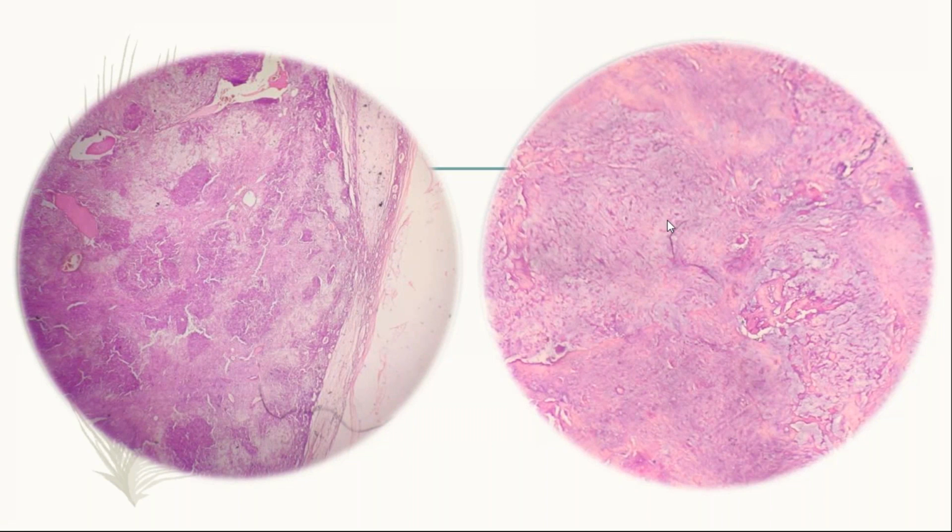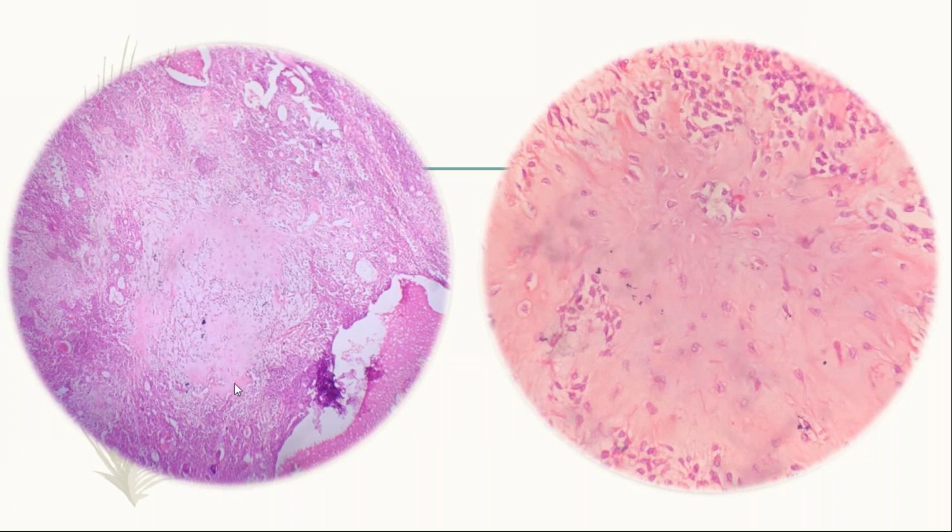So these myxoid areas predominantly consist of hyaluronic acid, and in addition, they may also consist of chondroitin sulfate. These are the myxoid areas, and these are the epithelial components, the one on the left side. Since these are well circumscribed, this is a capsule.